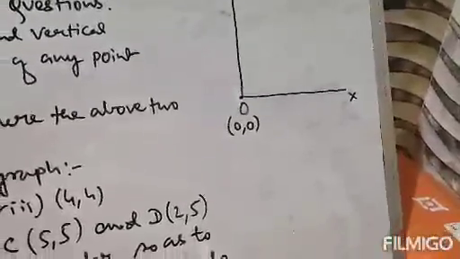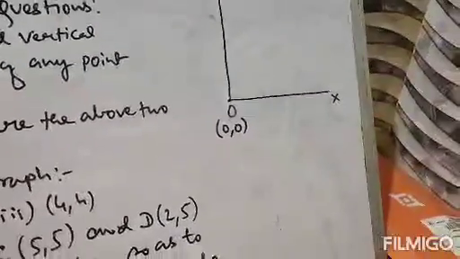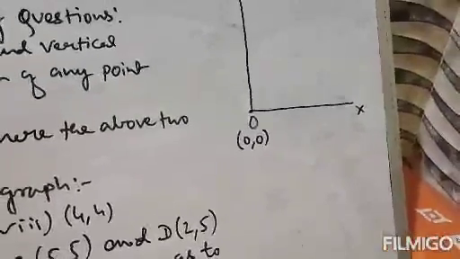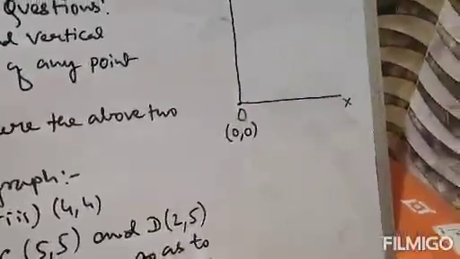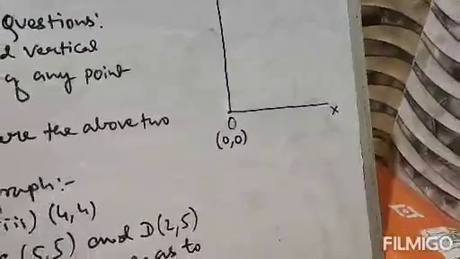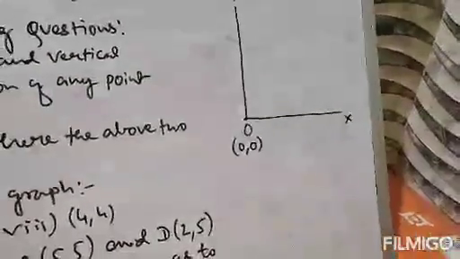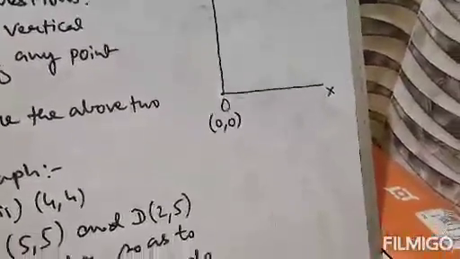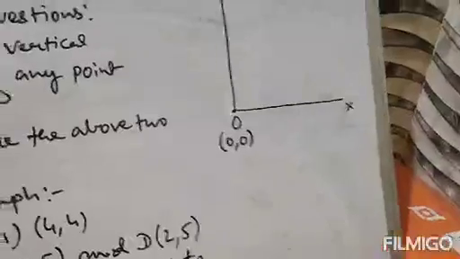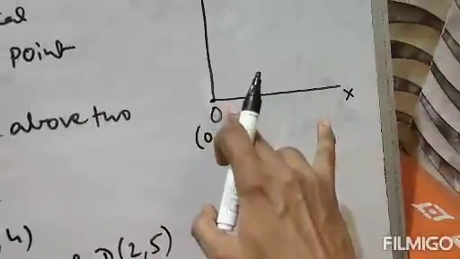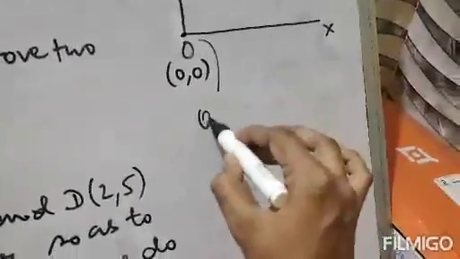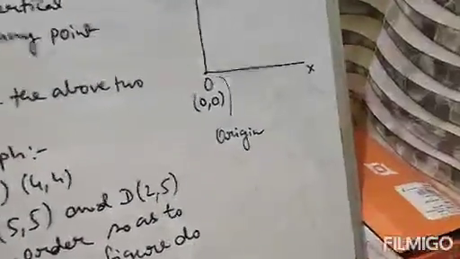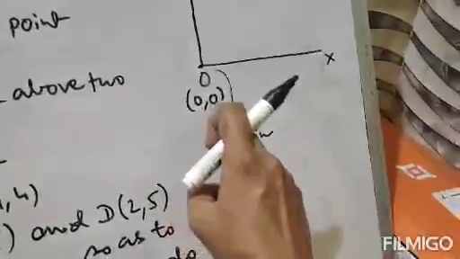Coordinate means its position. Coordinate means the position of any point in a graph with respect to its x-axis and y-axis. It means the position of any point in the graph with respect to x-axis and with respect to y-axis, that is the coordinate. So this point O is called the origin, and here the coordinate is 0, 0. That is, the value of x is 0 and the value of y is 0.